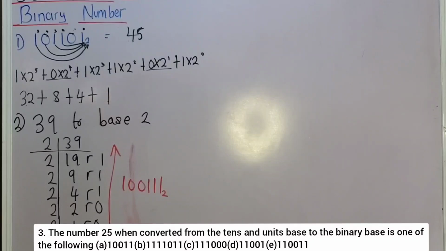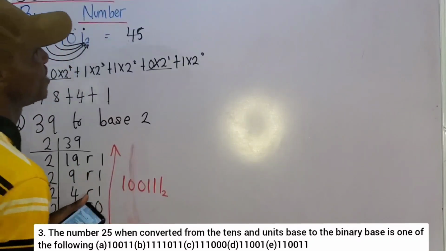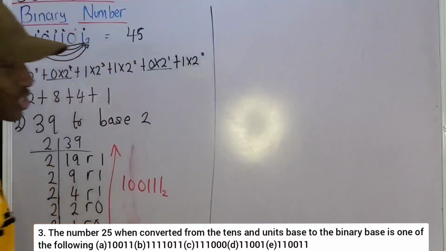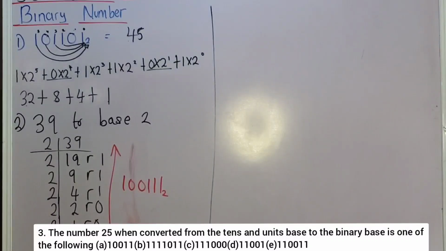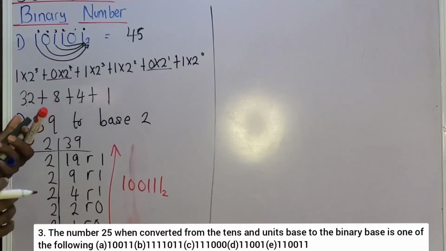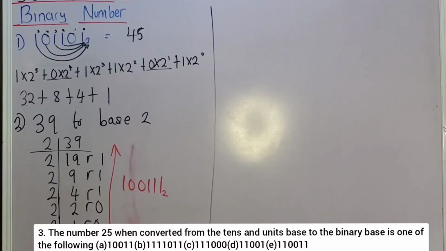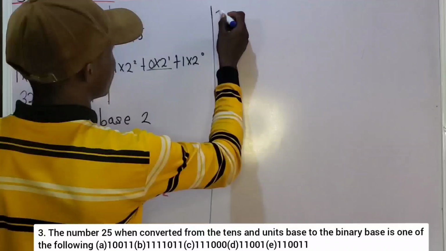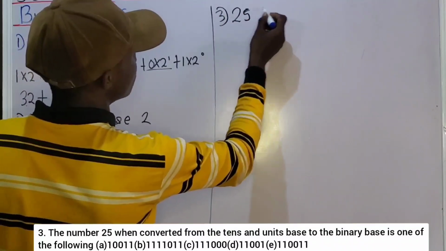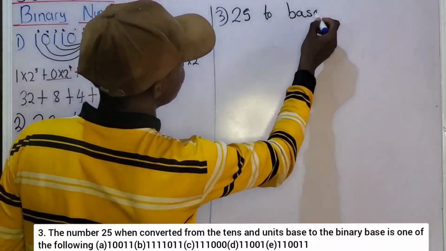Okay, now please pay attention. You see, no matter how they frame the question, understanding the question is what is important. No matter how the question is arranged, understanding the question is crucial to getting the right answer. Now, if you look at the question, the goal is to determine what 25 will be when it is converted to binary base. So it is the same operation that we carried out here that we are still going to do for that 25. So 25 to base 2, that is binary base.